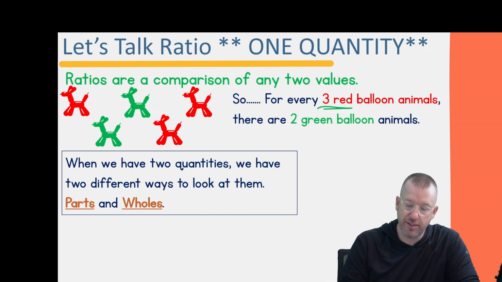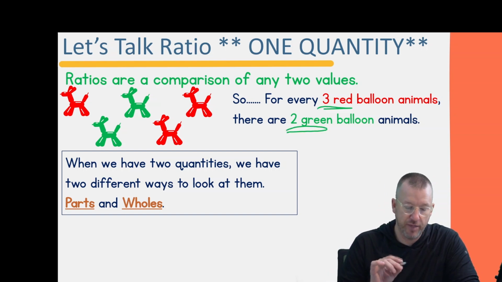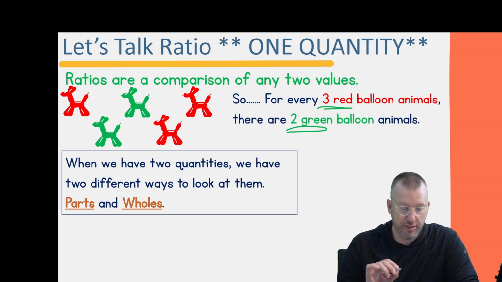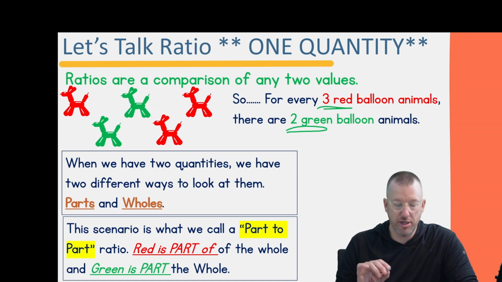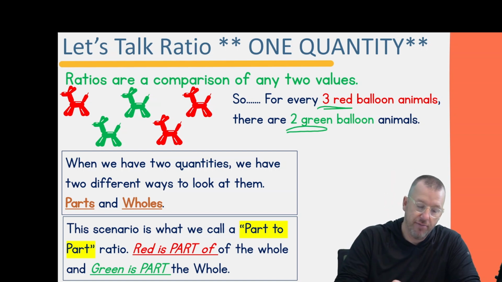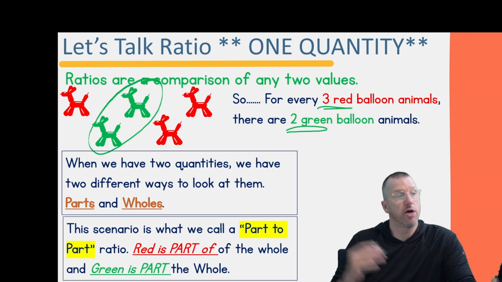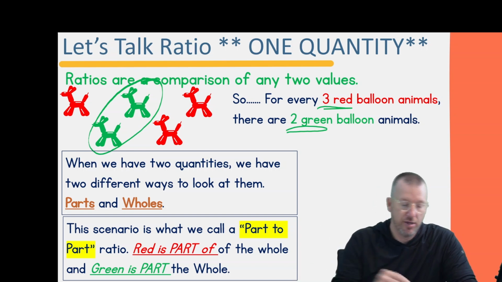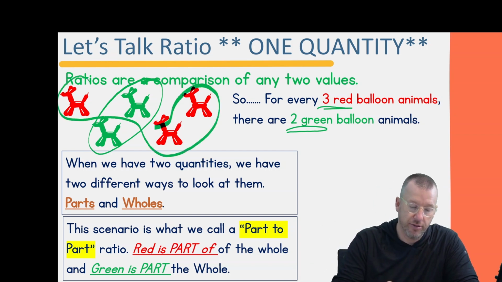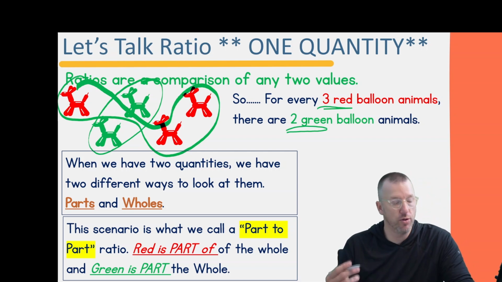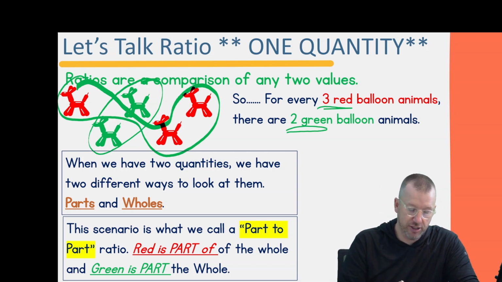We have 3 reds and we have 2 greens. When we have 2 of them, we have 2 different ways to look at them. We can look at them as parts and wholes, okay? This scenario is part to part. Why? Because the green blue animals are part of the whole collection. The red balloon animals are part of the whole collection. What would the whole collection be? Well, it would be all of them. It would just be 5 balloon animals, right?